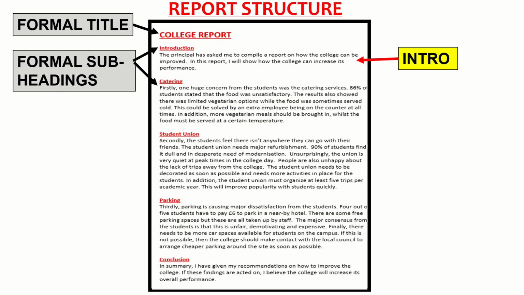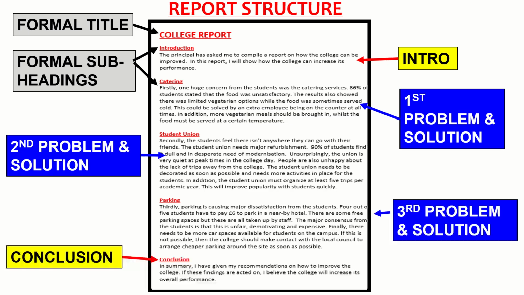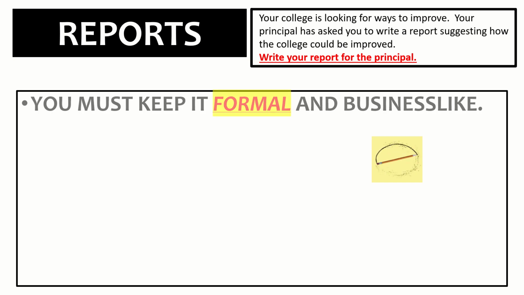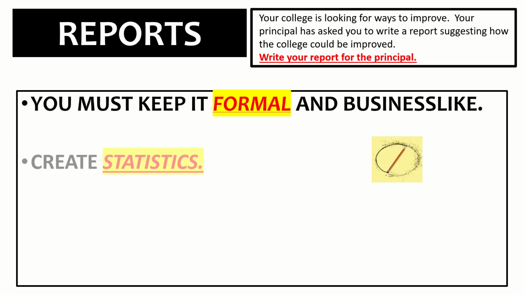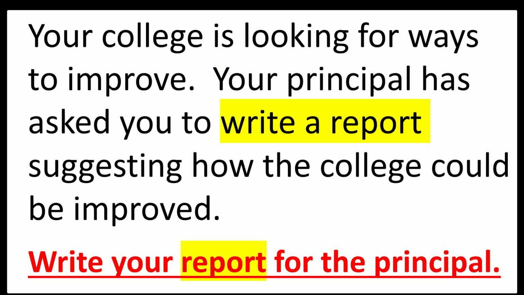And like all the other texts in the exam, you've got intro and conclusion and 3 main points. However, a little bit different this time, in your report structure, you're going to have in that paragraph a problem and solution, and we'll go on to talk about that in a second. So in reports then, you must keep it formal, business-like, create statistics, so you can make up statistics to prove your points, and each of your main paragraphs describe one problem and how you will solve that problem in the same paragraph.